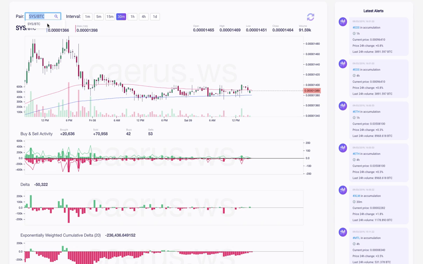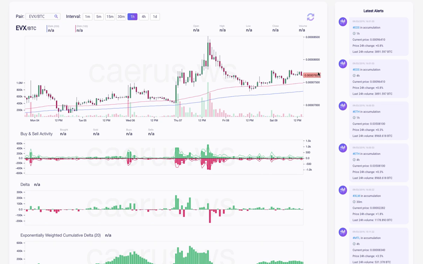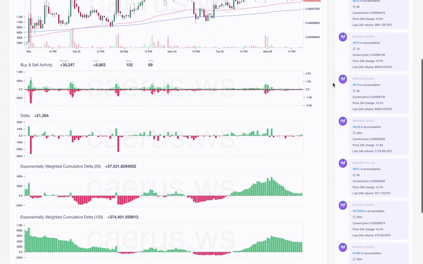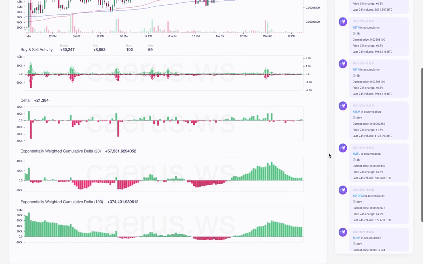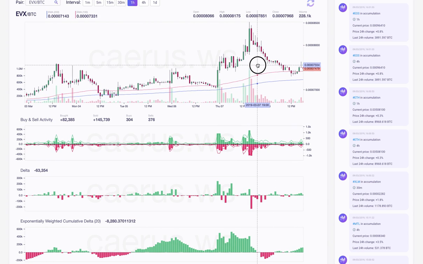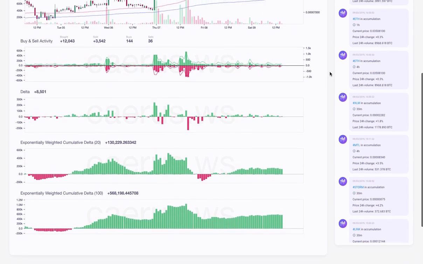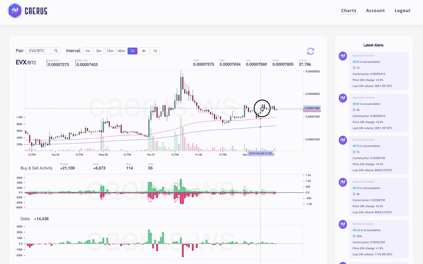So what else can I show? EVX 1 hour. What you can see here, market conditions have been quite neutral for a while. At some point they started to accumulate the asset, and it's very clearly seen on the delta. So after this, very shortly, the price starts growing. Then there is a little exit, but not significant, and the accumulation continues. I would say that the market maker here has bigger plans for this coin.